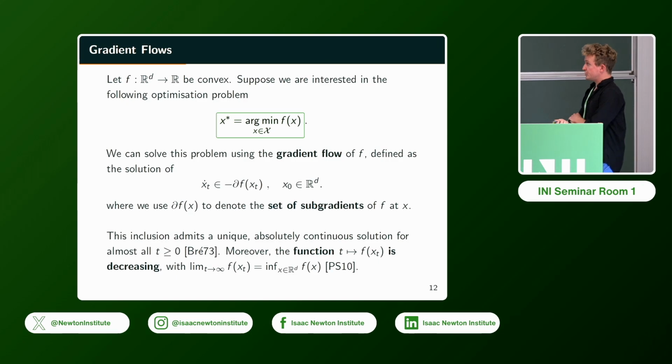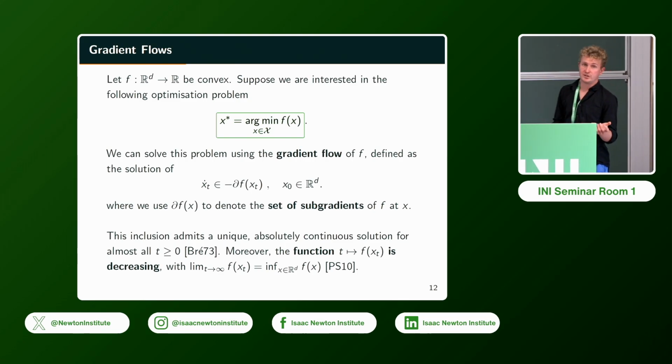So some basic results. You can show that this inclusion admits a unique, absolutely continuous solution for almost all t greater than 0. And you can also show that the function from t to f of x_t is decreasing. And so in particular, the limit of f of x_t as t goes to infinity is indeed the infimum of our function. So this is doing something sensible.